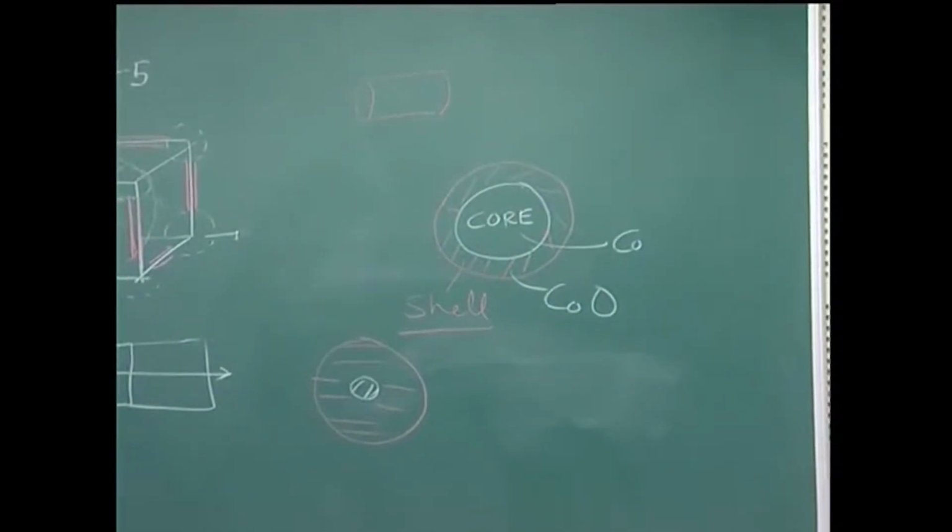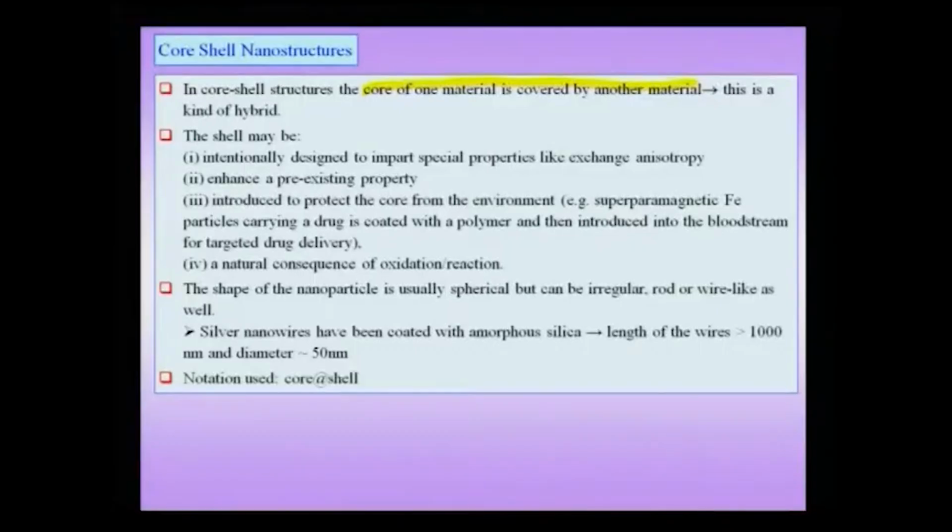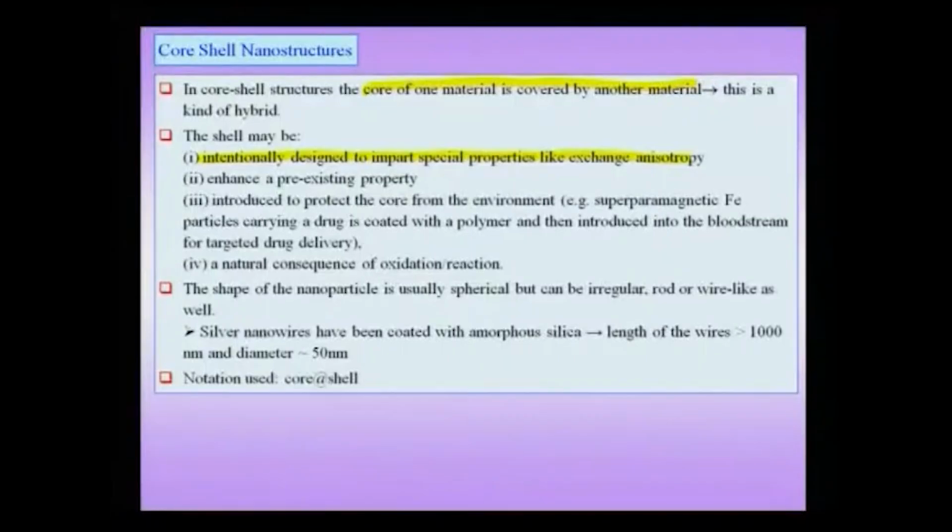In core shell structures, the core of one material is covered with a shell of another material, and this can be thought of as a hybrid. Therefore, this is now like a composite at the nanoscale, or a hybrid at the nanoscale, wherein there are two materials involved. The shell, of course, may be intentionally designed to impart special properties like exchange anisotropy. This exchange anisotropy is an important magnetic property, which we will deal with in detail when we talk about magnetic properties of nanoparticles and nanocrystals, but essentially we want to say that it has intentionally been designed.